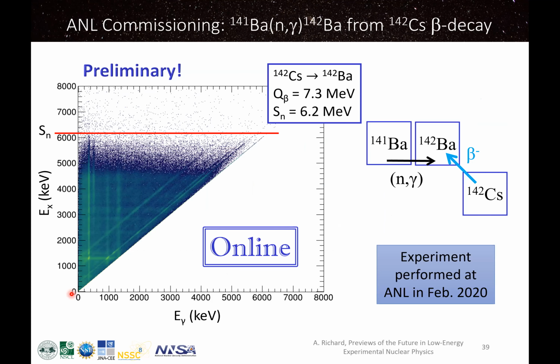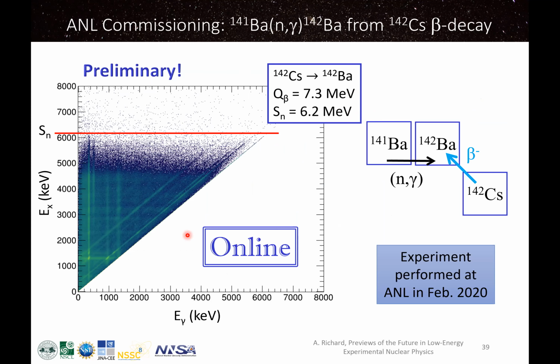And so this is preliminary as well, but you can see that the relationship between the Q beta and the separation energy is also quite good for this case. So this is the matrix that we got online during the measurement. And so there are a lot more statistics in this matrix than the previous one. And so that's always nice.